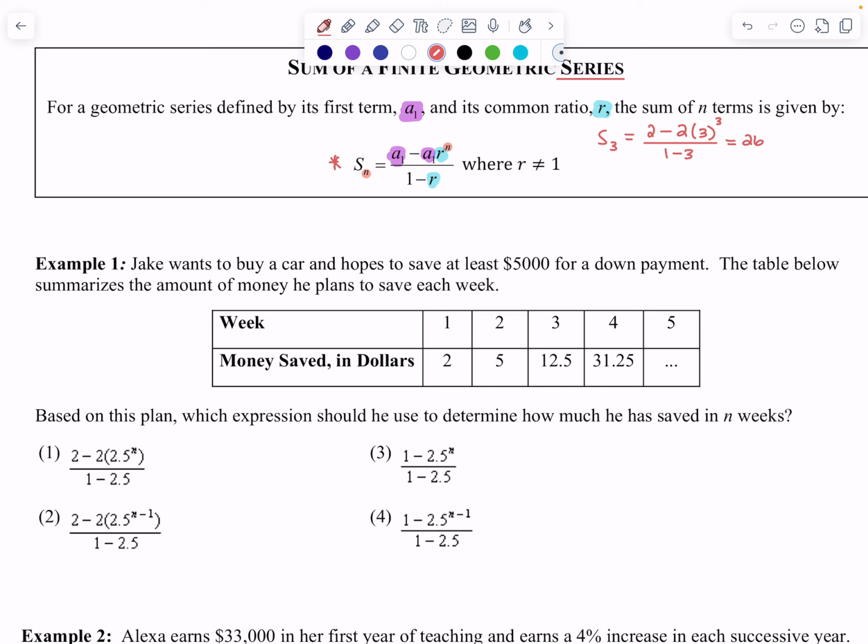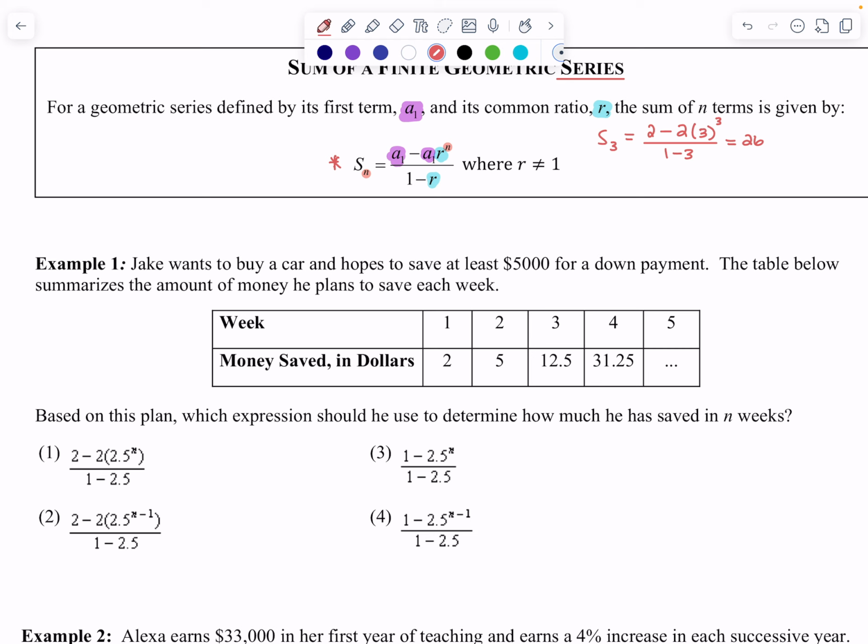This is talking about someone that wants to buy a car and is trying to save $5,000 for a down payment. The table below summarizes the amount of money that he plans to save each week. So week 1, he's going to save $2. Week 2, he's going to save $5. Week 3, $12.50, and so on.